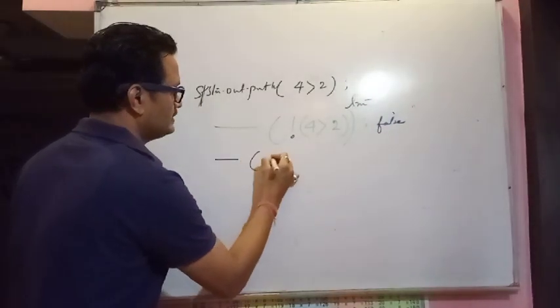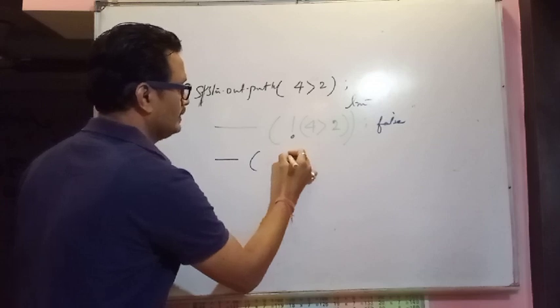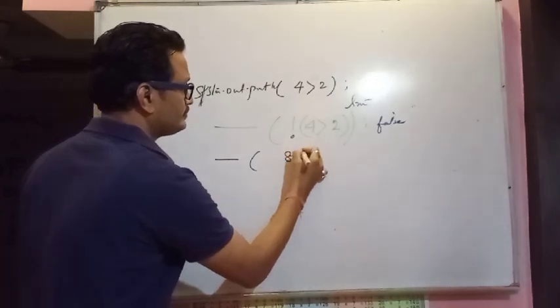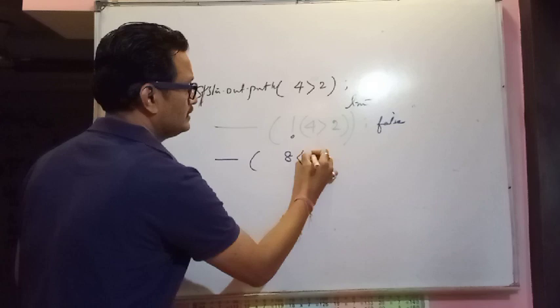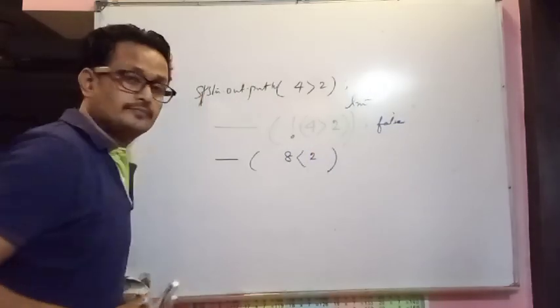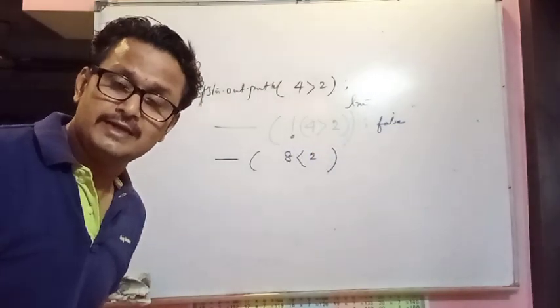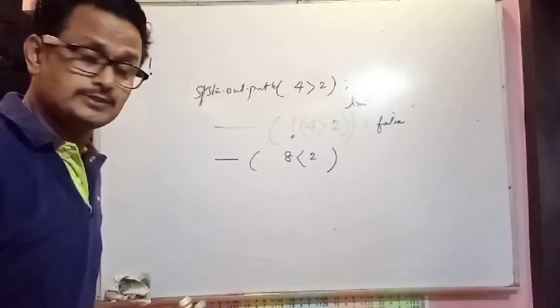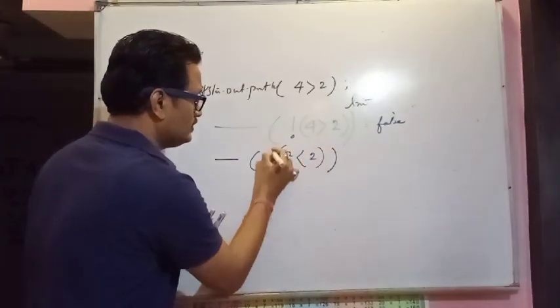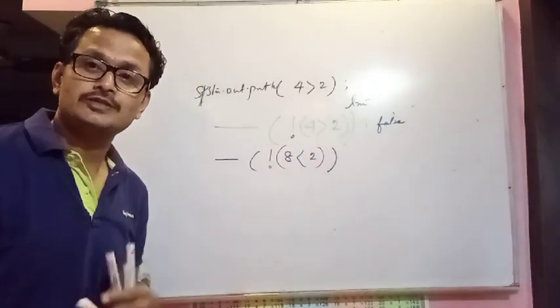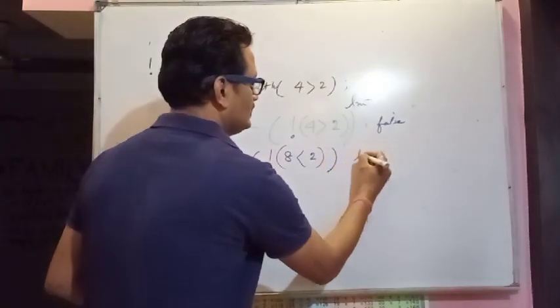Suppose here is 8 less than 2. This condition is false. 8 is less than 2, yes, this condition is false. And this is 8 is not less than 2. It will change. Your answer will be what?